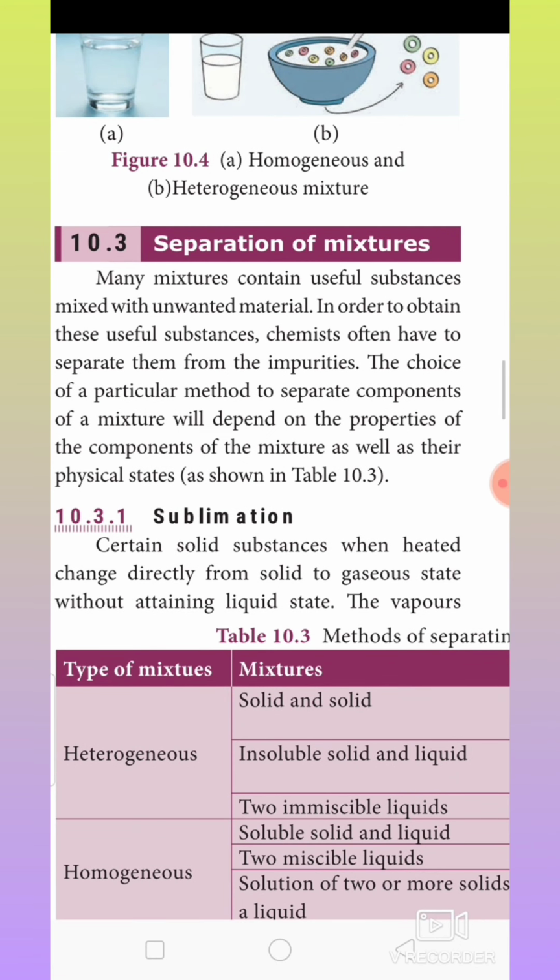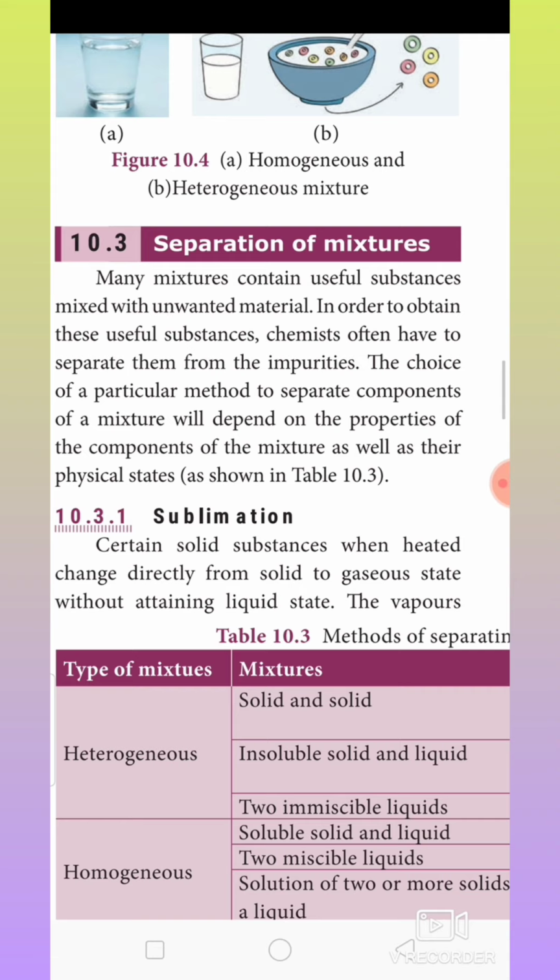So, there are different methods followed nowadays to separate these mixtures. Many mixtures contain useful substances mixed with unwanted materials. So, to obtain useful substances from the unwanted materials, we have to remove the unwanted materials. So, chemists often have to separate them from the impurities. Those unwanted materials are commonly called impurities. The choice of a particular method to separate components of a mixture will depend on the properties of the components of the mixture as well as their physical states.